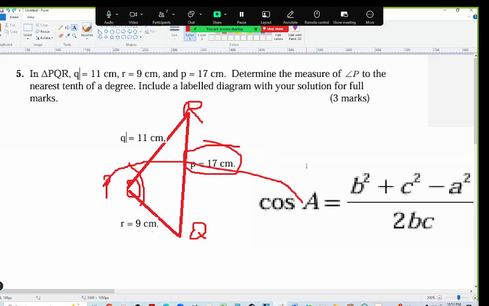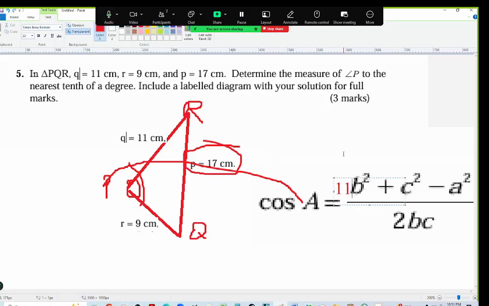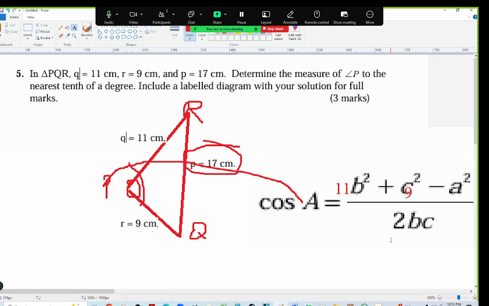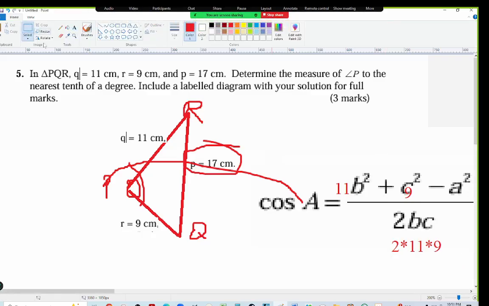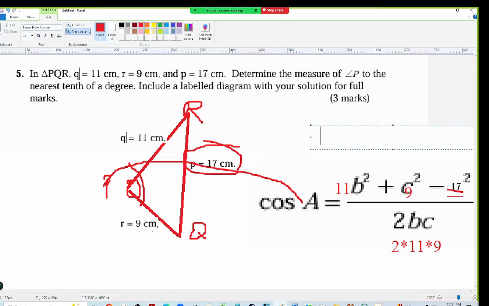So that means I have to fill out where I see B, doesn't matter which one I use. I can use the 11. Where I see C, I can put the 9. Down here, it's going to be 2 times 11 times 9. And where I see A, I have to put the 17. We're not going to worry about doing formulas or using calculators here. 11 squared is 121. 9 squared is 81.